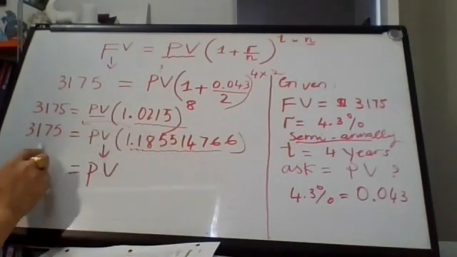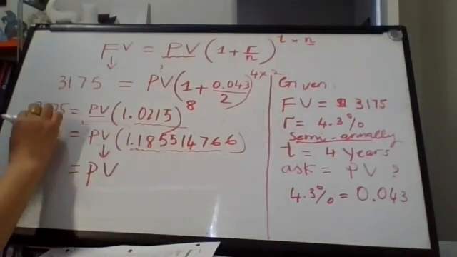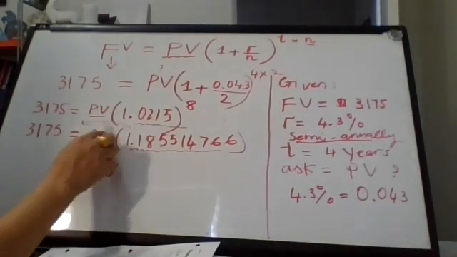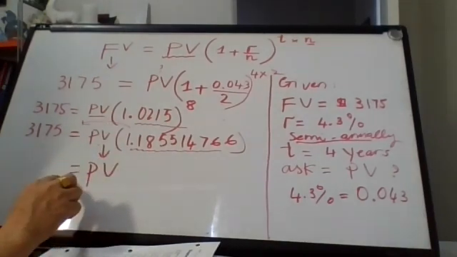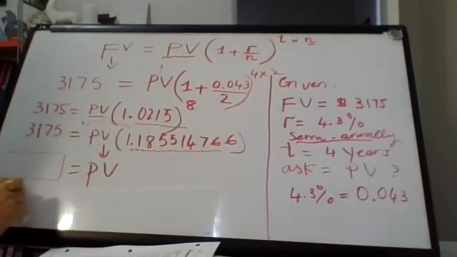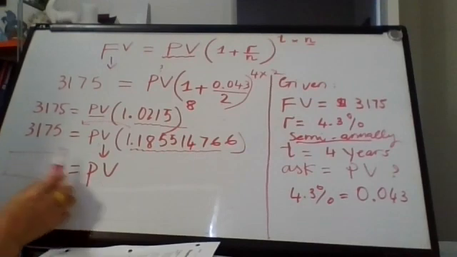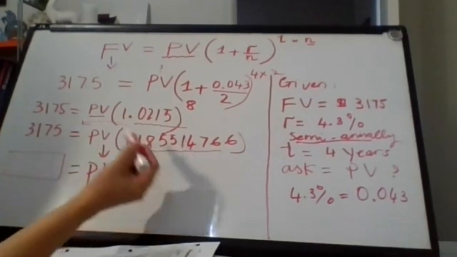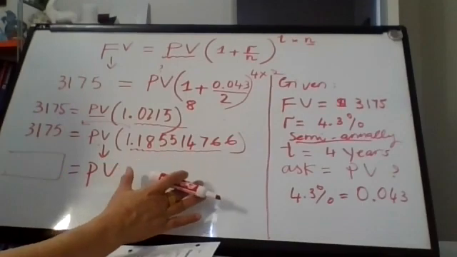So this number has to move to the left. So you will do number with number together, and you keep the PV as it is, so your answer will be just right here. This equals PV. But there is a rule when you solve an equation.